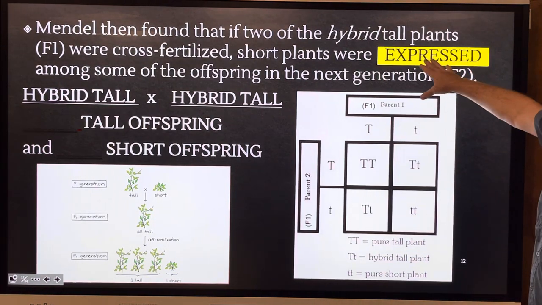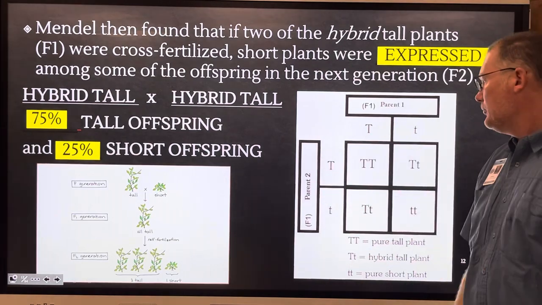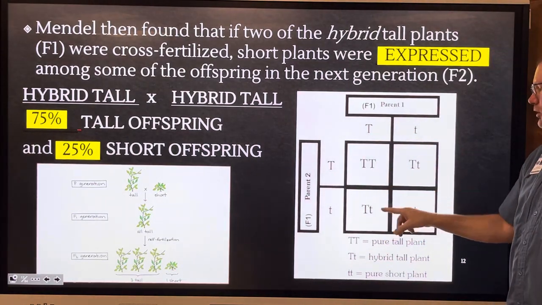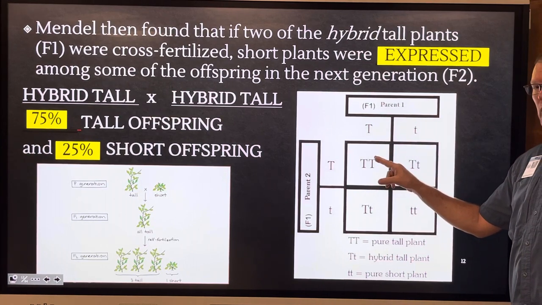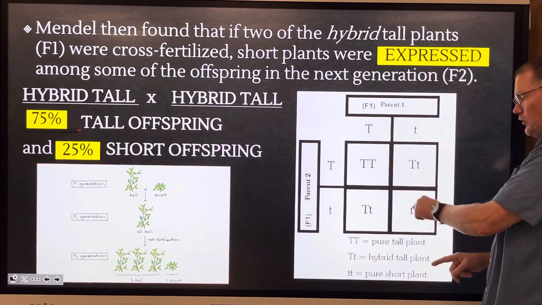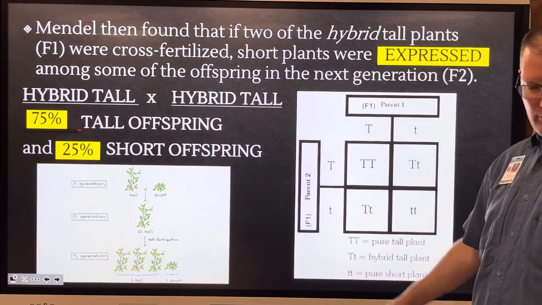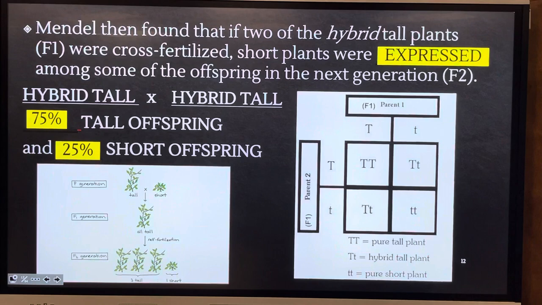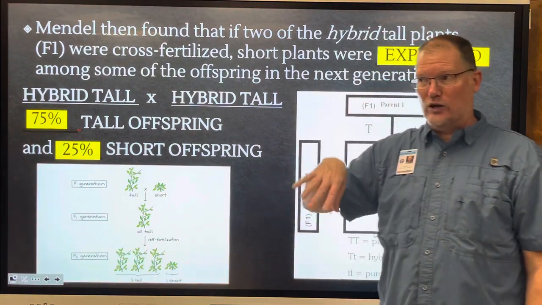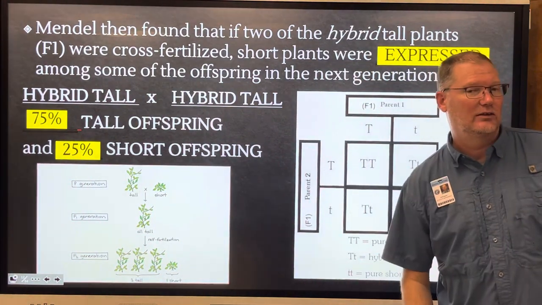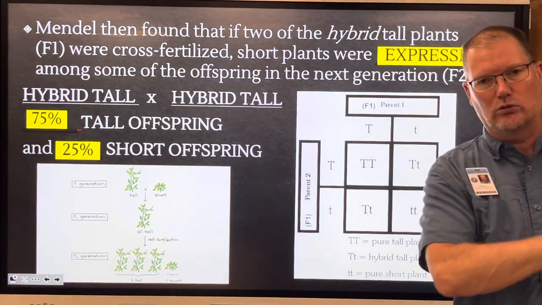So you were supposed to also write short plants were expressed and 75 and 25, yeah. So 75% of them are tall, 25% are short, or 50% are pure, 25% pure tall, 25% pure short, and 50% hybrid tall, okay? So that's what the numbers mean. They're going to ask you numbers like this on the EOC. I'm going to ask you questions like this on your test for this unit. So you have to know what all those different percentages are and where they came from. But again, we're going to practice some more, okay?